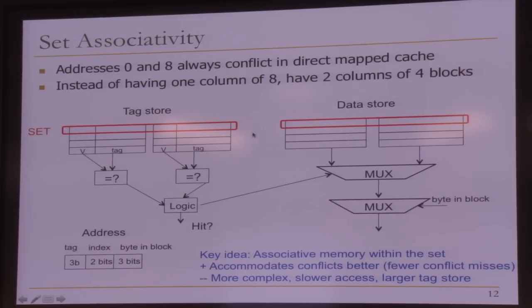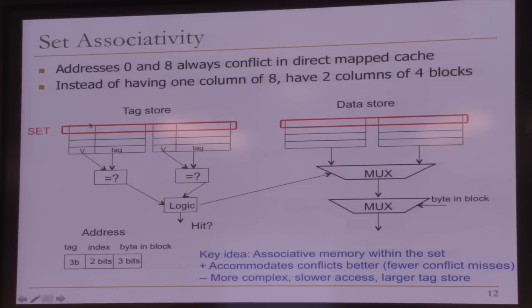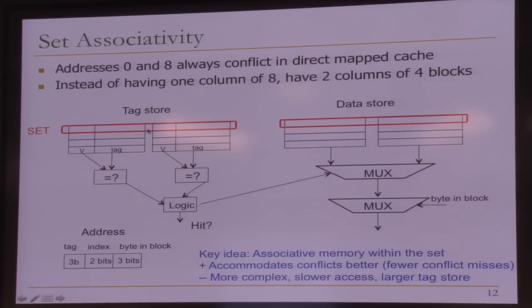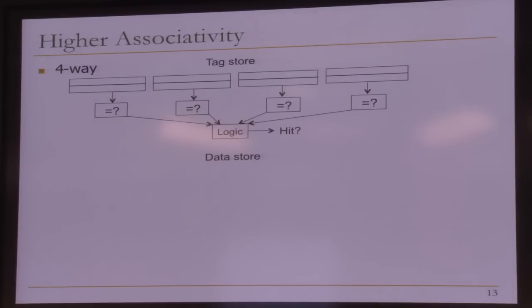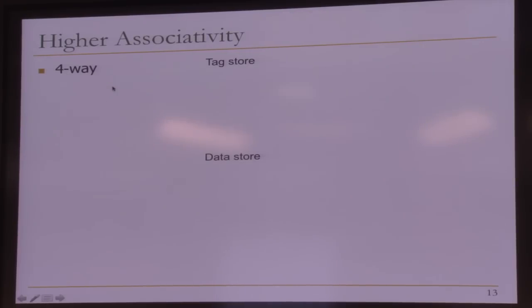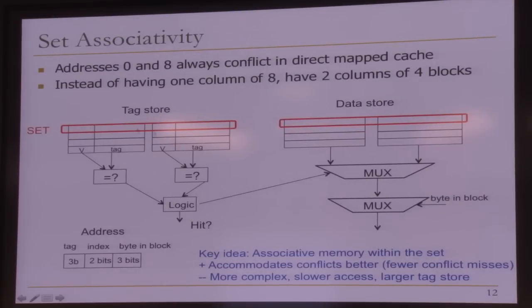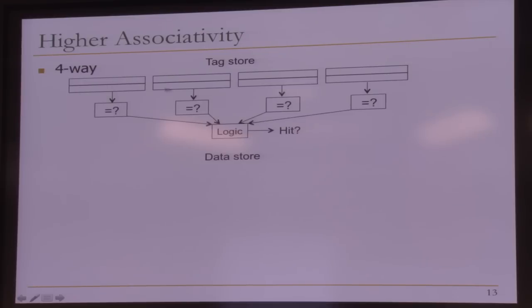Okay. So we've solved the A and B problem, but what if you're accessing A, B, C repeatedly? You still have that problem, right? If you have three blocks that have the same index and you keep accessing them in a circular manner, A, B, C, A, B, C, A, B, C, you still run into conflict misses here. So we would like to fix that problem. You increase the associativity, make it four-way. Now your tag store looks like this. Instead of two columns of four blocks each, we have four columns of two blocks each. And we have two indices, 0 and 1.